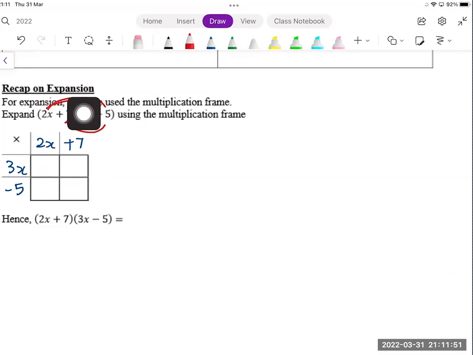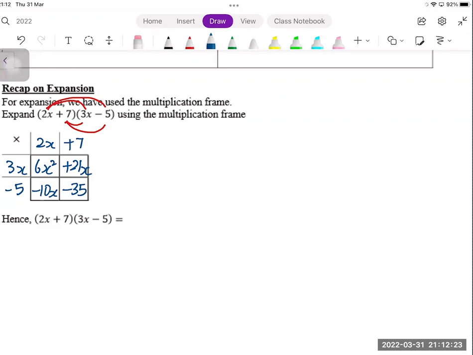First you have 2x times 3x. What is 2x times 3x? We have 6x squared. What is 2x times negative 5? That is negative 10x. Then we have 7 times 3x, that is plus 21x. Then we have 7 times negative 5, that is negative 35.